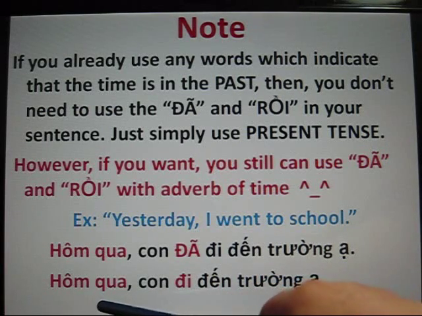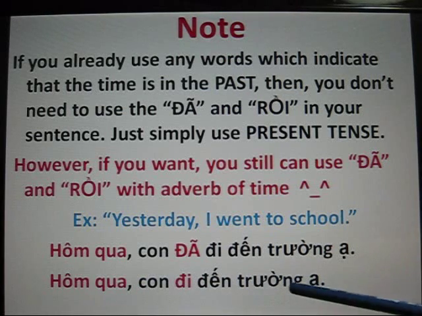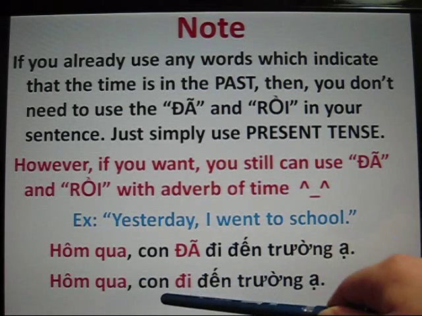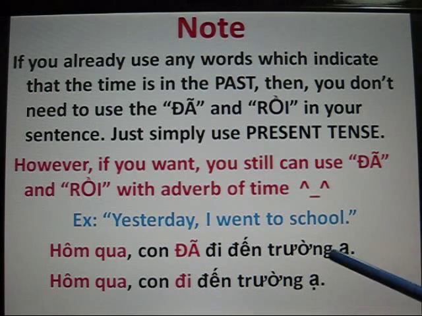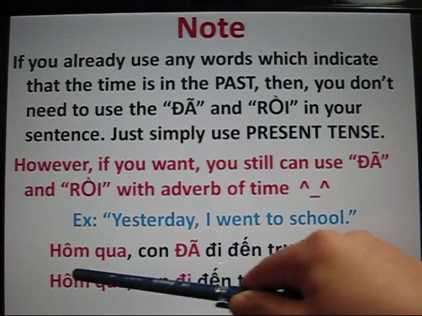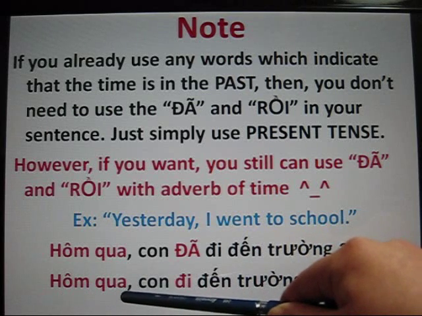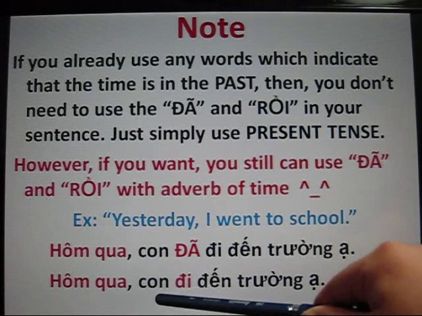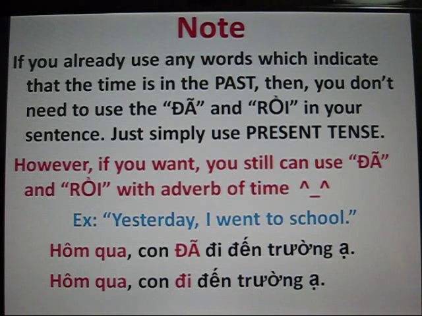It is the adverb of time, right? Con đi đến trường ạ. We don't have to use đã and rồi here. If you want, you can still use them, but it will make your sentence heavier. So if you already have an adverb of time for the past, you just simply use the present tense. It's fine, because we almost always use present tense in conversation and writing. Which one you use just depends on you.